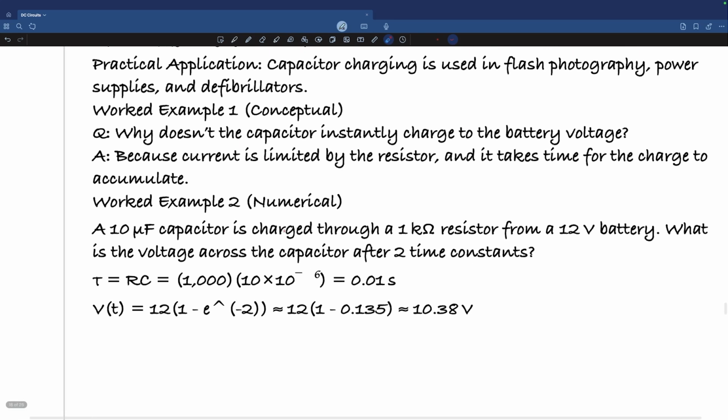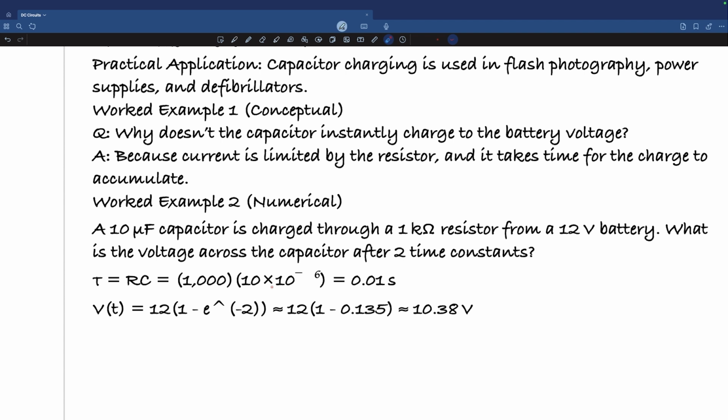So here is an example. A 10 microfarad capacitor, so that's the C value, is charged through a 1 kilo ohm resistor. I said mega ohm, but at least they're using 1 kilo ohm here, from a 12 volt battery. What's the voltage after 2 time constants?